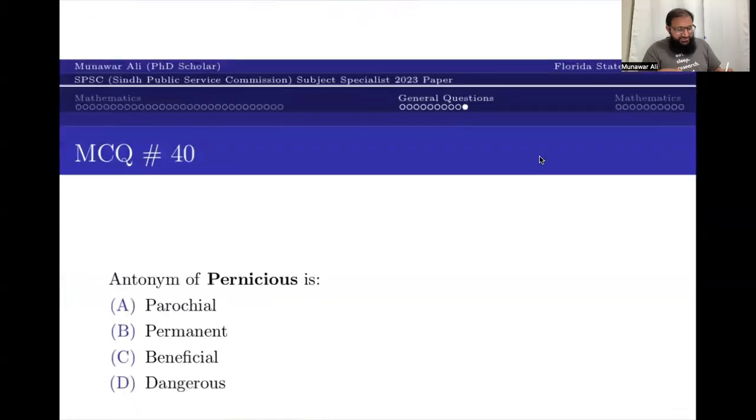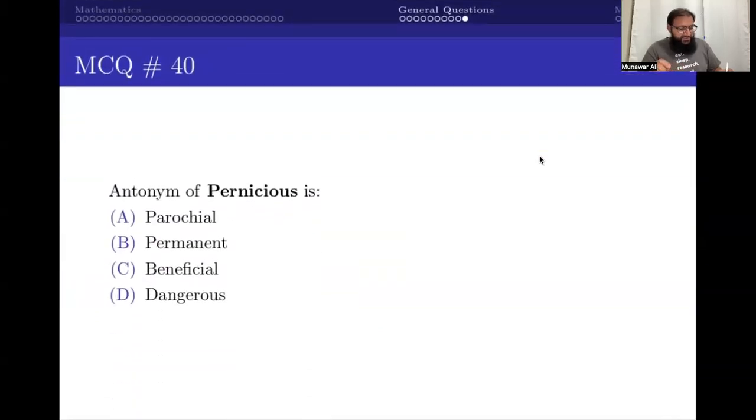So the last MCQ in this one is MCQ number 40, where we have to tell what's going to be the antonym of pernicious. And pernicious means something that is harmful. So we have to tell a word which means something that is not harmful. If something is not harmful, it means something is beneficial. It's giving you some sort of benefits. So the correct option seems to be beneficial, and option A or option B or option D are not related to that. But simply if you know the meaning of the word pernicious, which is harmful, you can right away say what the correct option is.